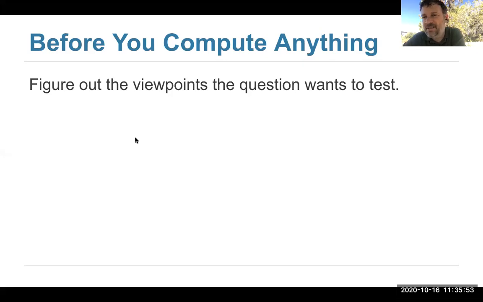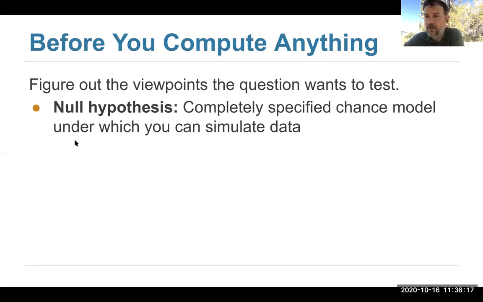Hypothesis testing is asking you to choose between two views, two possibilities about how the world might work, about what process might be happening to generate the data that you can observe. So first, figure out what those two possibilities are. One of those we're going to label the null hypothesis. The other we're going to label the alternative hypothesis.